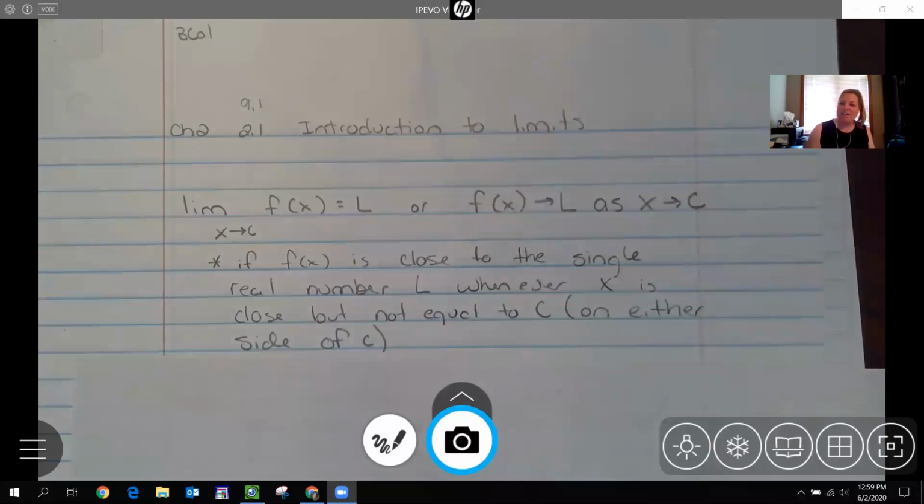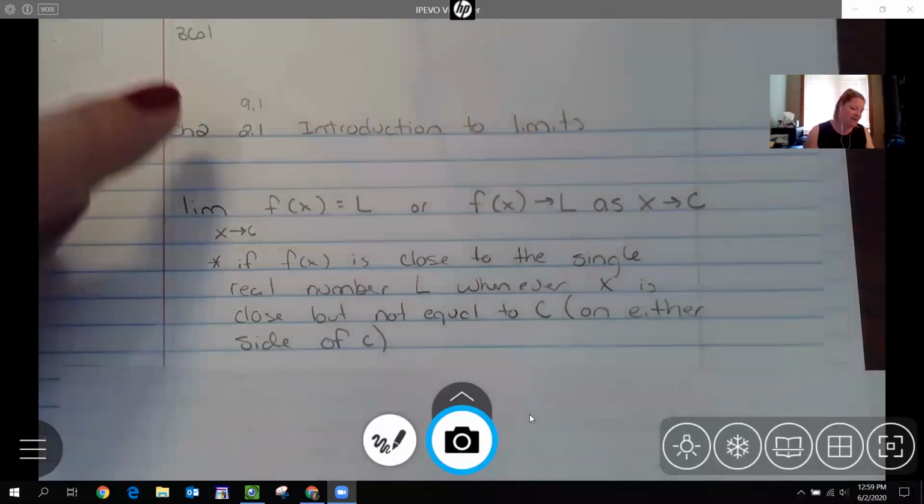Hi class, this video is going to help with 9.1, which is our introduction to a limit. And what is this idea of a limit? Okay, I'm going to share my screen. All right, so this is section 9.1 in the book we're using right now, or 2.1, depending.